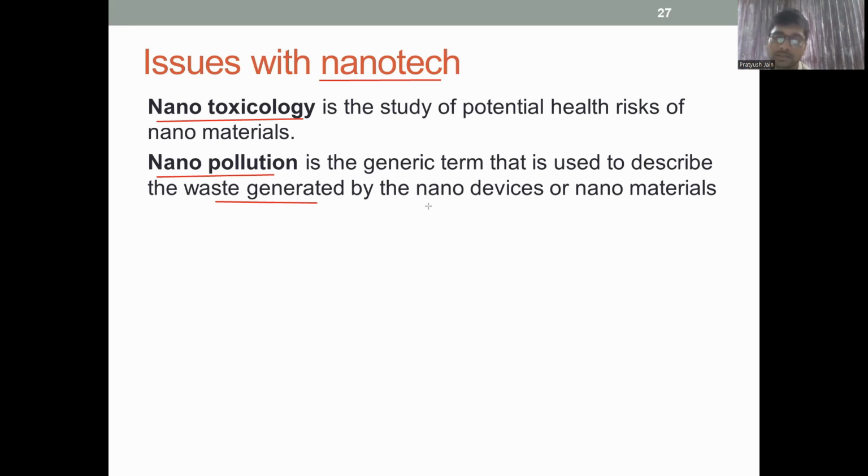Already we are dealing with microplastics, pollution at micro level. So the next type of pollution that we will be talking about in future will be nanopollution. We will be talking about nanoplastics. We will be talking about pollution at nano level. So nanopollution is a real issue with nanotechnology.